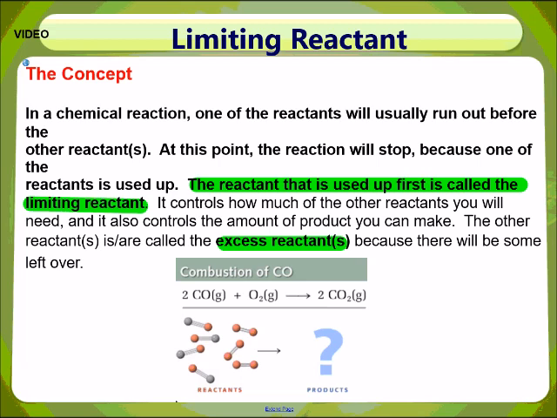It controls how much of the other reactants you will need, and it also controls the amount of product you can make. The other reactant is called the excess reactant because there will be some of it left over.